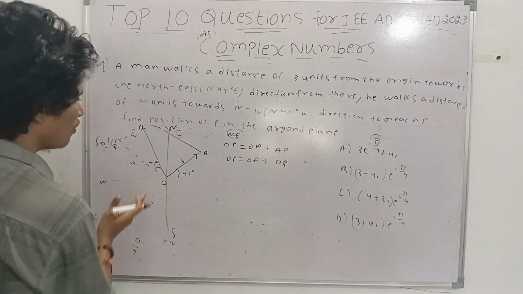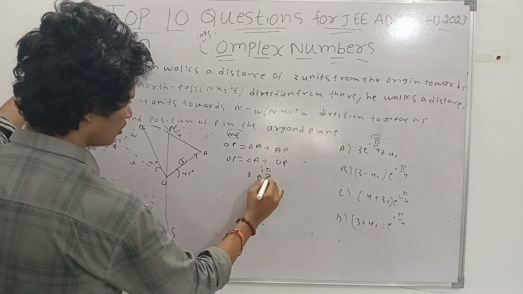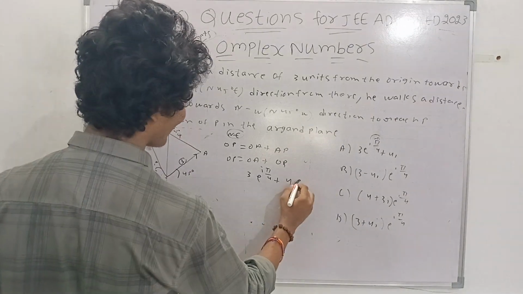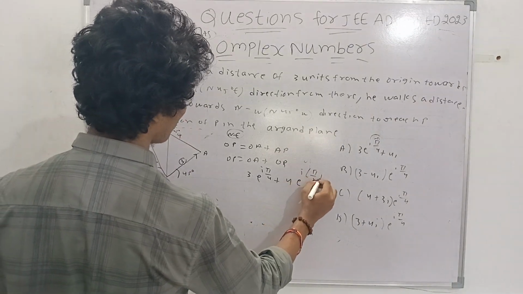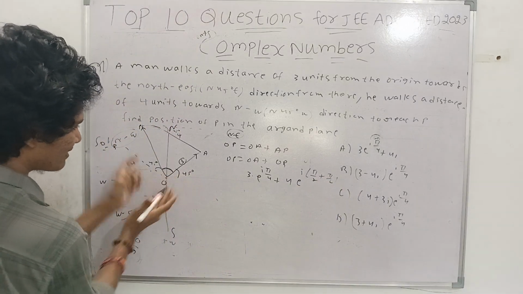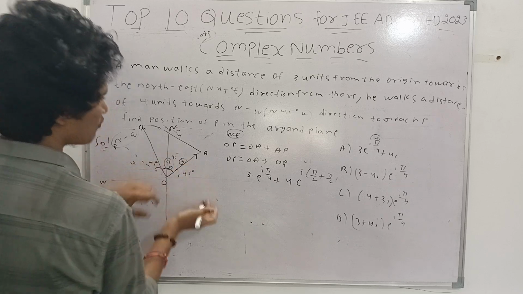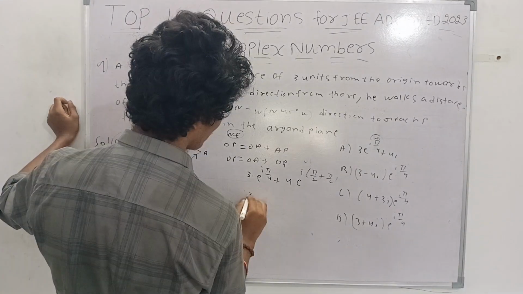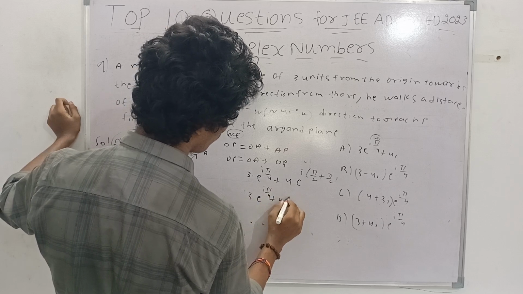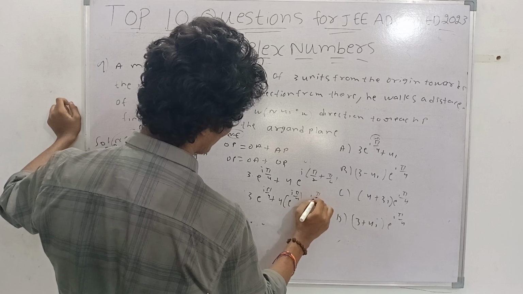What is OA? OA is 3 units magnitude and angle is pi by 4, plus OB, which is 4 units but angle is pi by 2 plus pi by 4, because this angle is pi by 2, that is 90 degree. So 90 plus 45 is 135. So 3 into e power i pi by 4 plus 4 into e power i pi by 4 into e power i pi by 2.